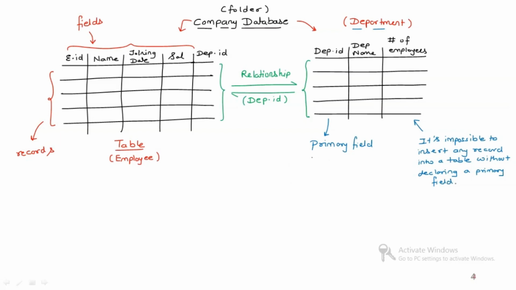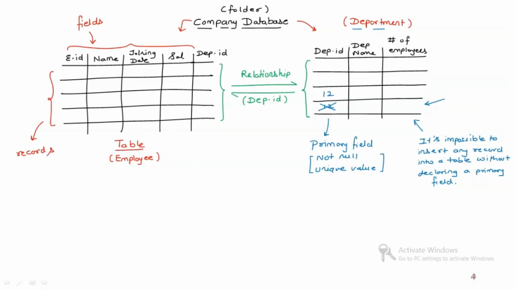So a primary field comes with two conditions. Number one is not null. You cannot keep this field as null. You have to declare it. So if I have to enter a record in this particular table, I have to declare department ID. It cannot be missing, and it is unique. It is a unique value, so a particular department ID cannot replicate. So I cannot say 12 and 12. This is not possible. So that's the definition of primary field.